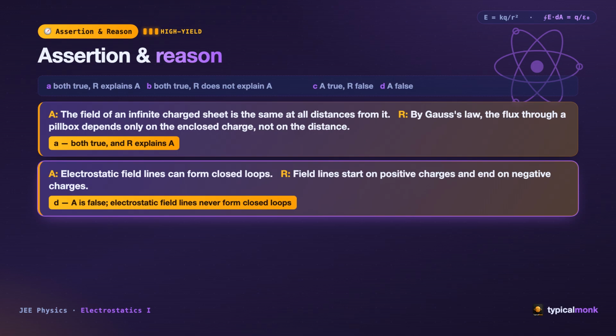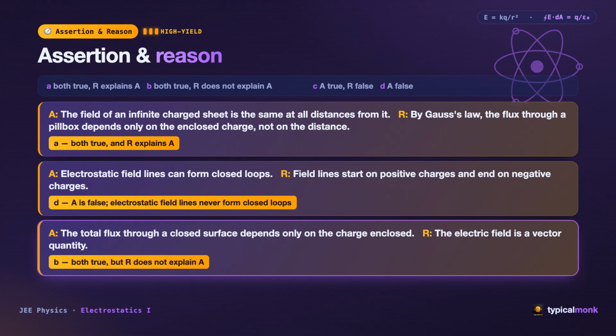Second pair. Assertion: electrostatic field lines can form closed loops. Reason: field lines start on positive charges and end on negative charges. The reason is true, but the assertion is false. Electrostatic field lines never form closed loops. They always begin and end on charges. The answer is D.